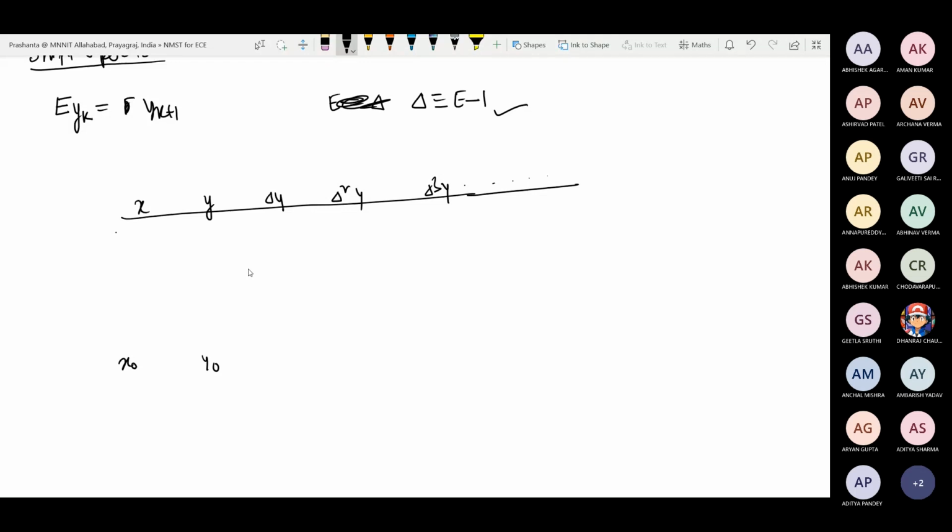The index of the previous element will be x minus 1. These are names of the data points, symbols for the data points. This will be y minus 1. It will be x minus 2, y minus 2. Similarly, a few more data points at the beginning. Here after x naught, y naught, the next data will be x1, y1, then x2, y2, and so on.